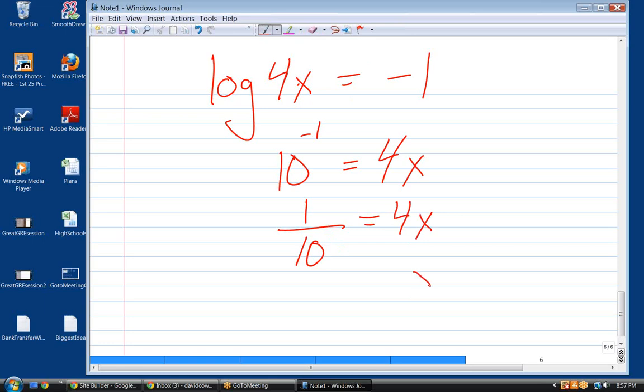So what does x equal? Divide 1/10 by 4. Okay. That would be, what's the fraction? 1/40th. Yes, 1/40.